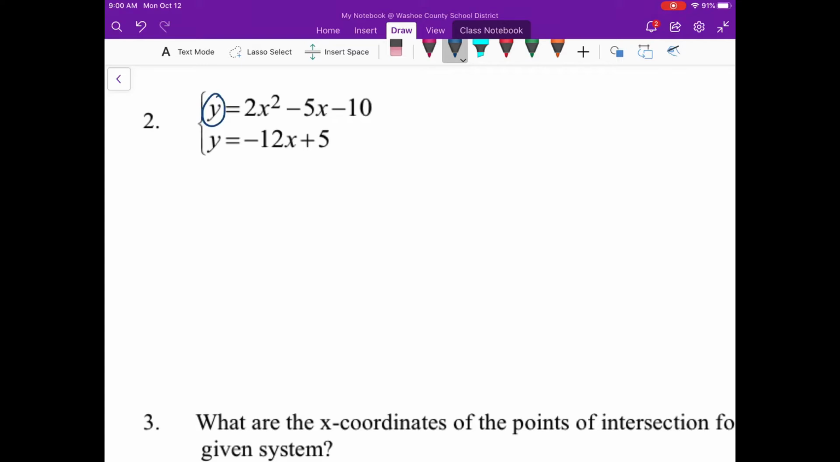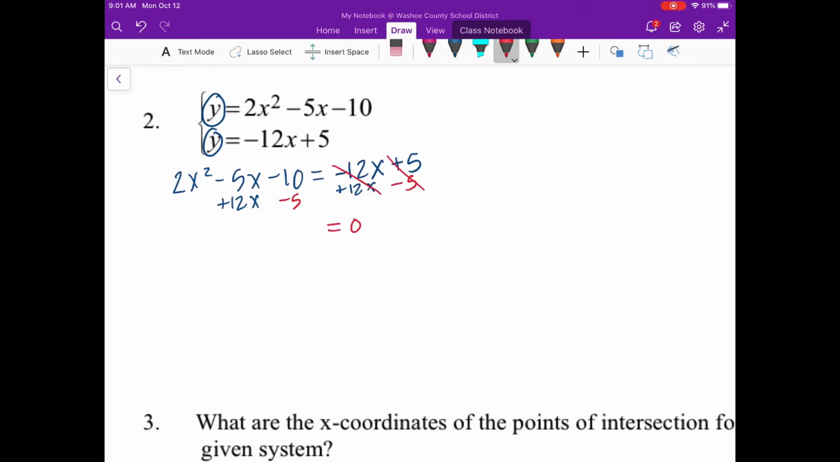Same process with number 2. We're going to take both of them, make sure they're both y equals. I'm going to take 2x squared minus 5x minus 10 and set it equal to the other equation, negative 12x plus 5. I'm going to move everything to one side, so I'm going to move the 12x over by adding it. Just be careful that you're adding it to the x term, and then I'm going to be subtracting the 5 from my number term, making these cancel out. So the 2x squared wasn't affected at all. This is going to become a 7x positive there and a negative 15 here.